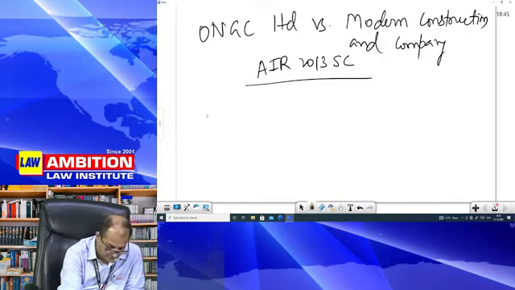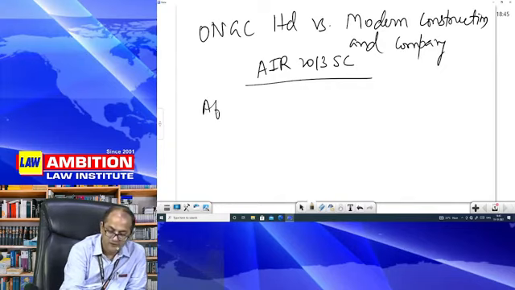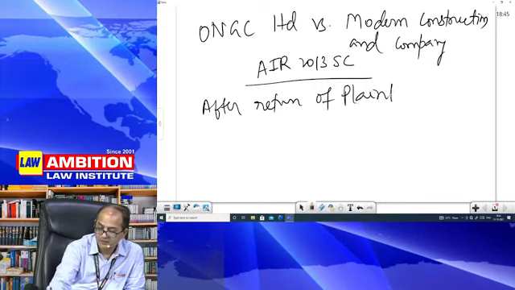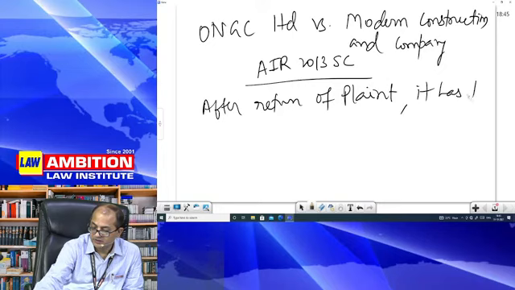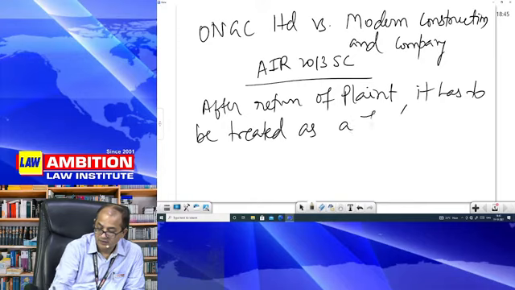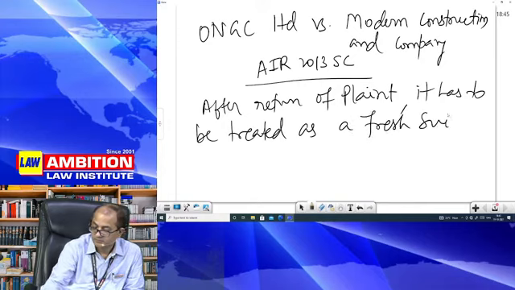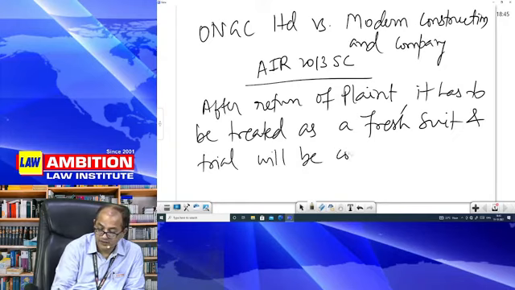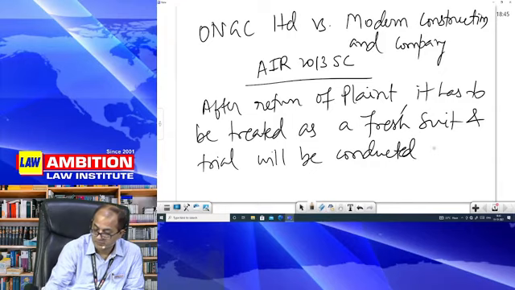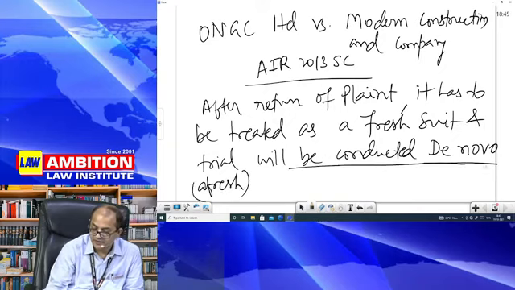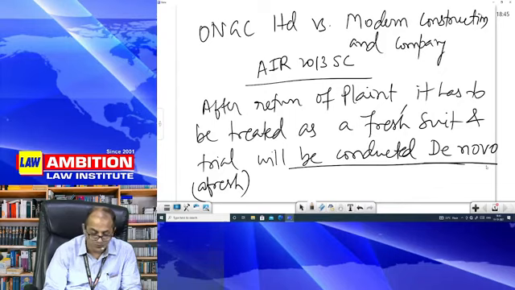So, you write in your own language, after return of the plaint, it has to be treated as a fresh suit and trial will be conducted de novo, means afresh from very beginning. फिर से आप trial करेंगे. Trial will be conducted de novo.